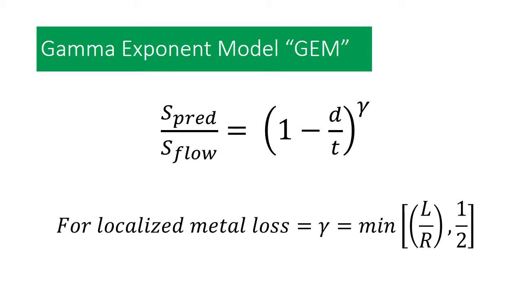Now I have a remaining strength, which is equal to the predicted failure strength over the flow strength, and that's equal to 1 minus d/t, just like we saw before. But here we have an exponent on that of gamma, and gamma is equal to the minimum of the length of the corrosion flaw divided by the radius, and up to a maximum of 1/2.